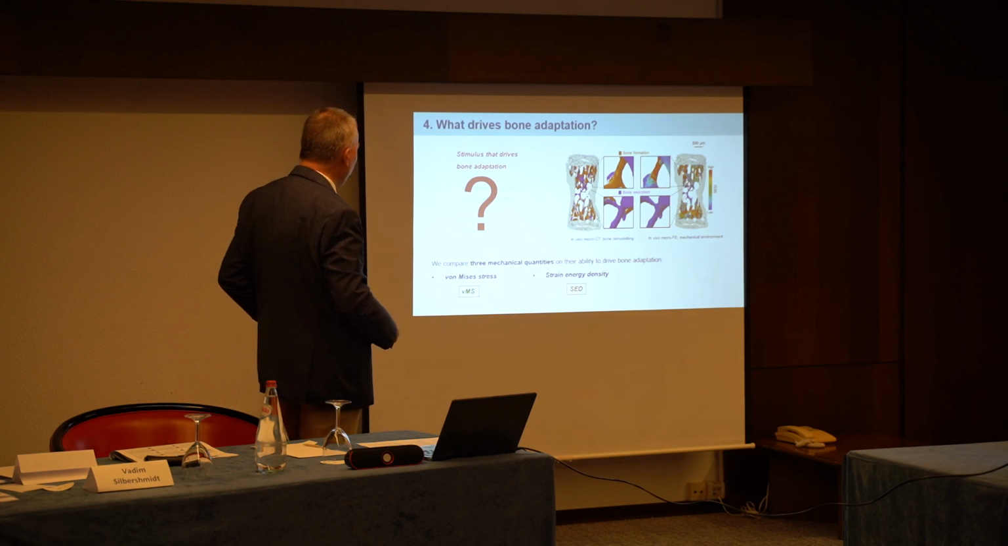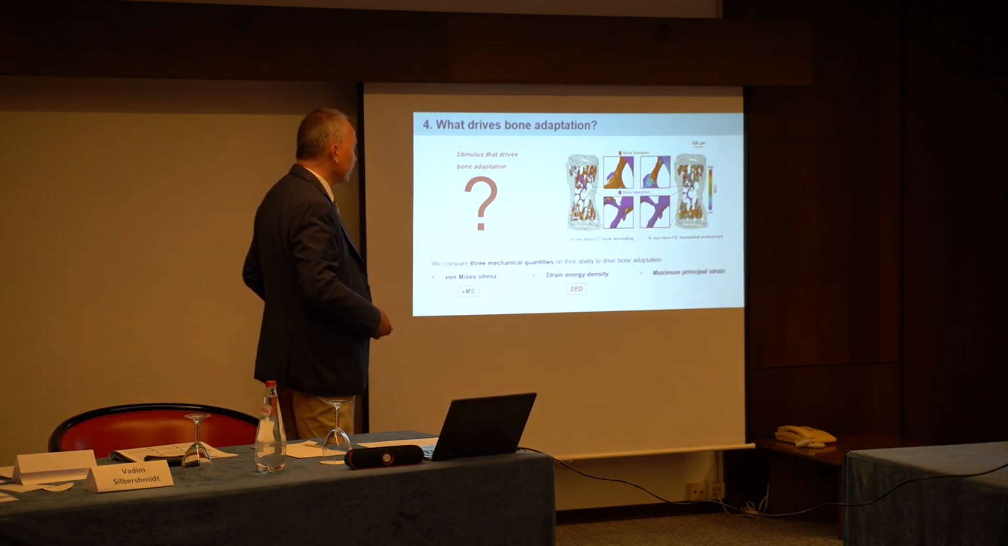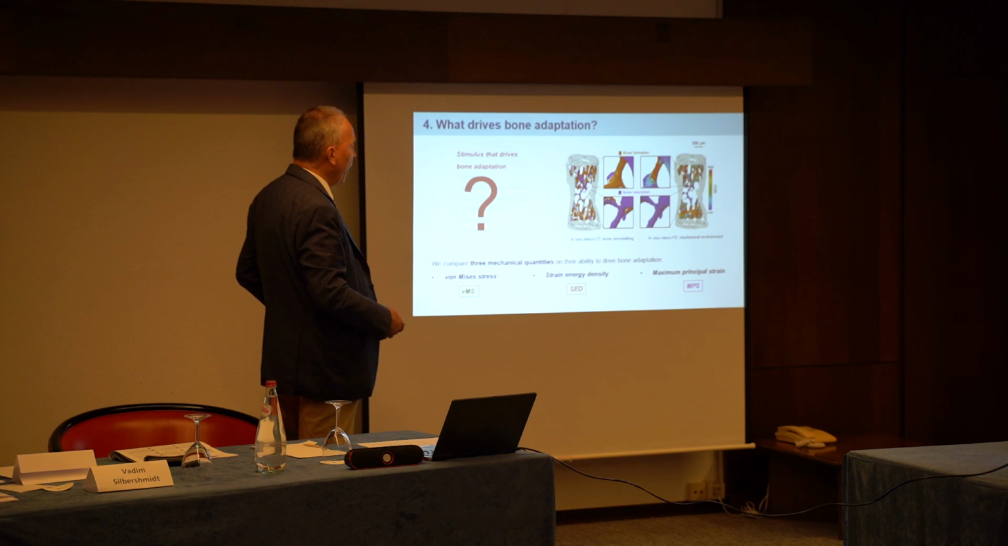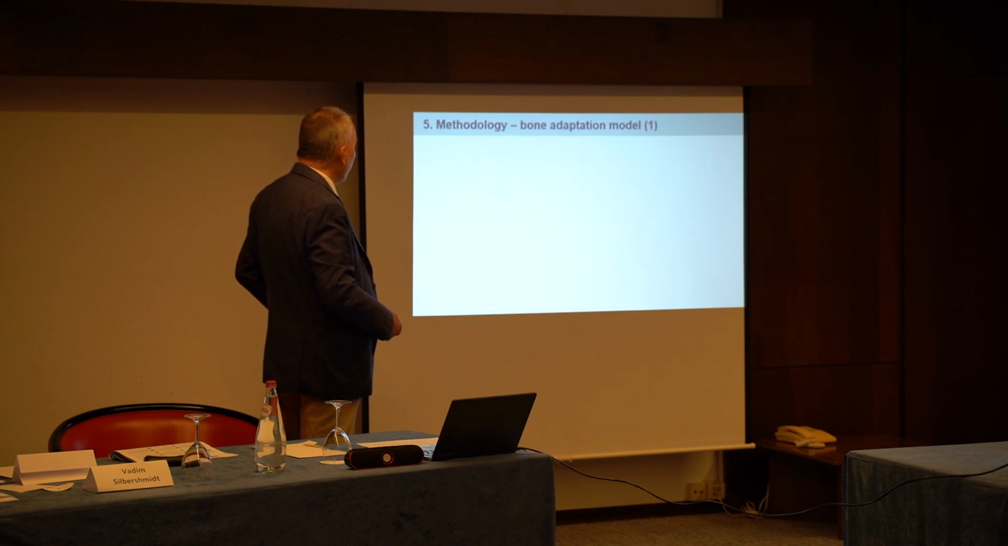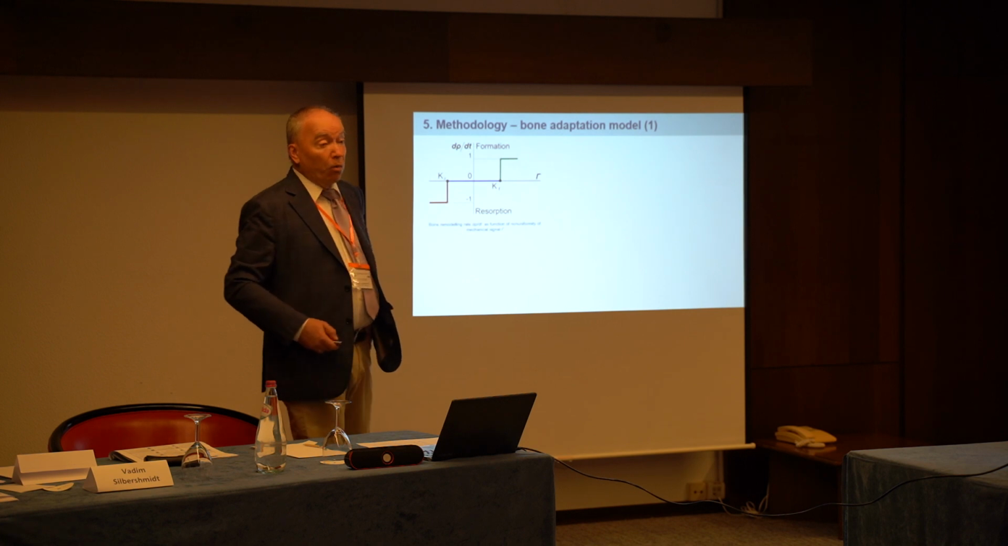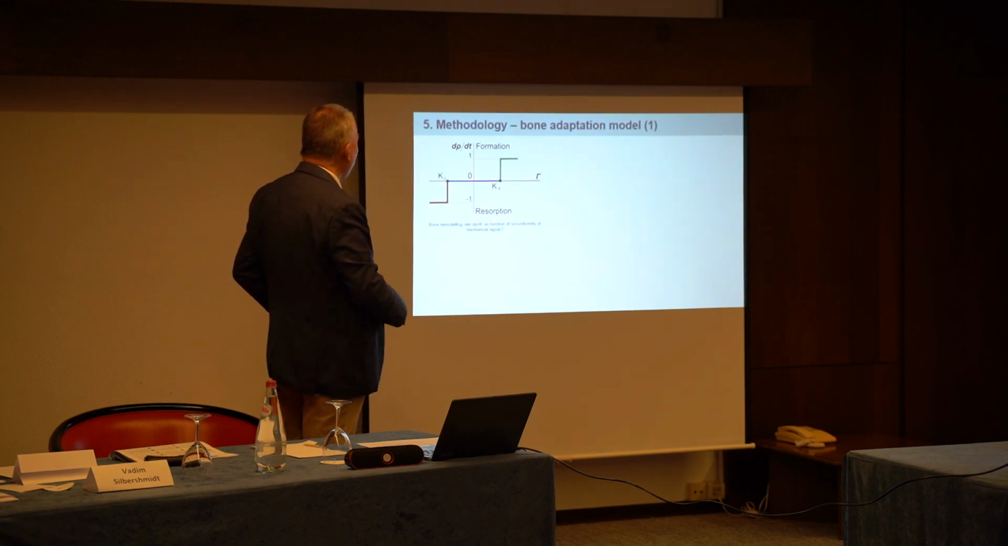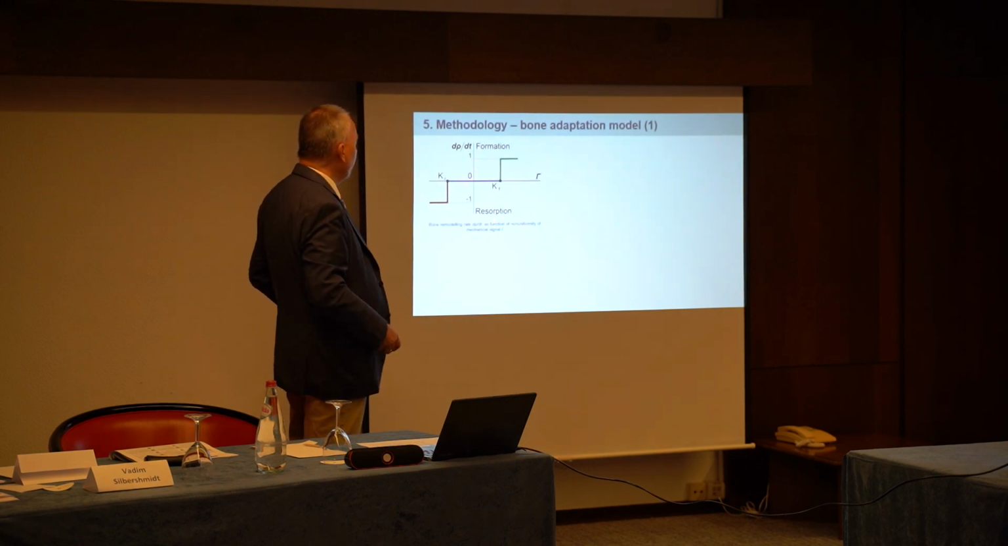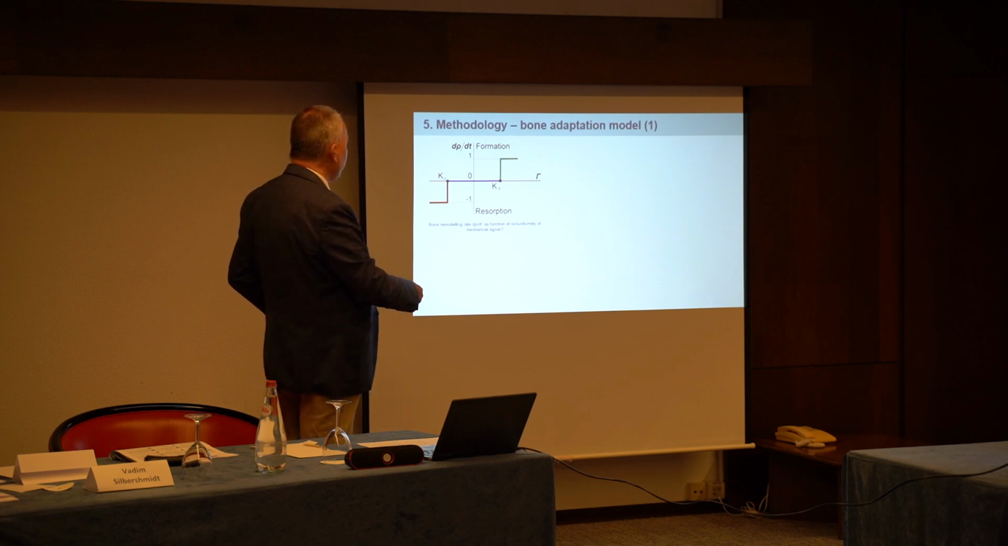One is based on the von Mises stress, another on the strain energy density, and the third is the maximum principal stress, and we will use these acronyms in the future study. So, what is happening here? If we are looking, for instance, at the remodeling process, this is one of the typical curves.